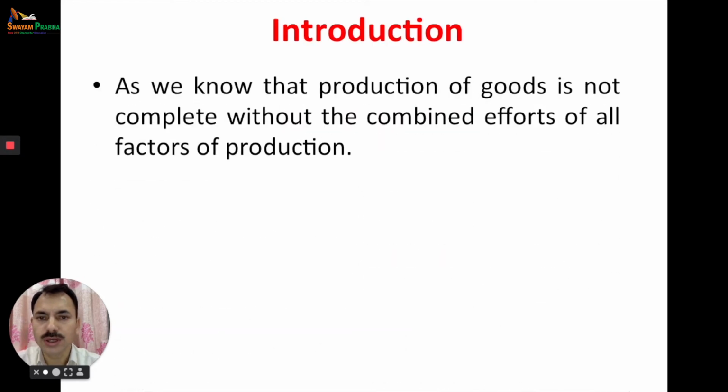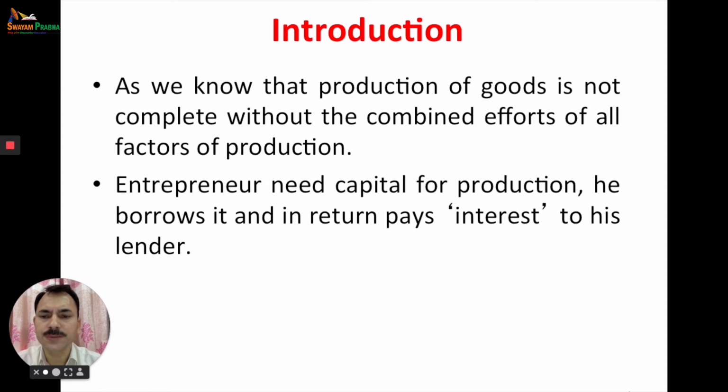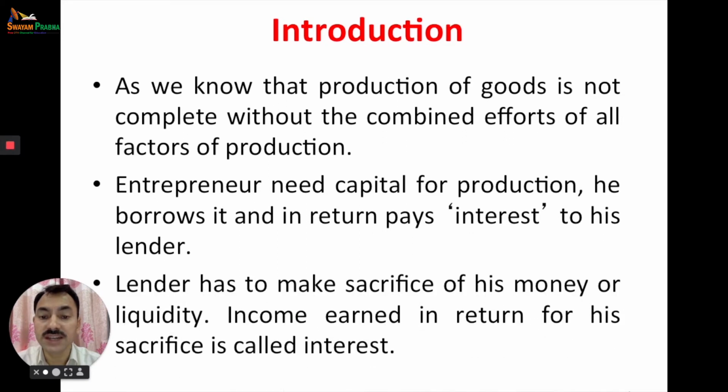As we know that production of goods is not complete without efforts of all factors of production, like land, labor, capital, and entrepreneur. Entrepreneurs need capital for production. He borrows it and in return pays interest to his lender. The lender has to make some sacrifice of his money or liquidity, and income earned in return of his sacrifice is called interest.